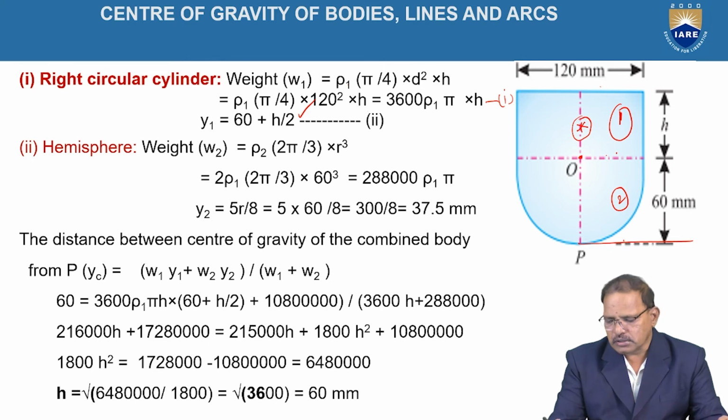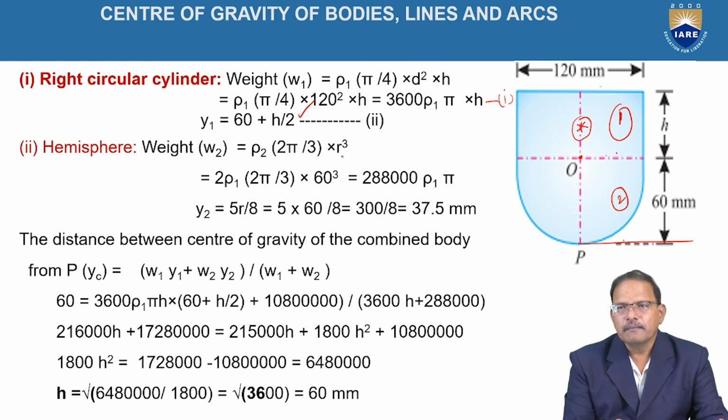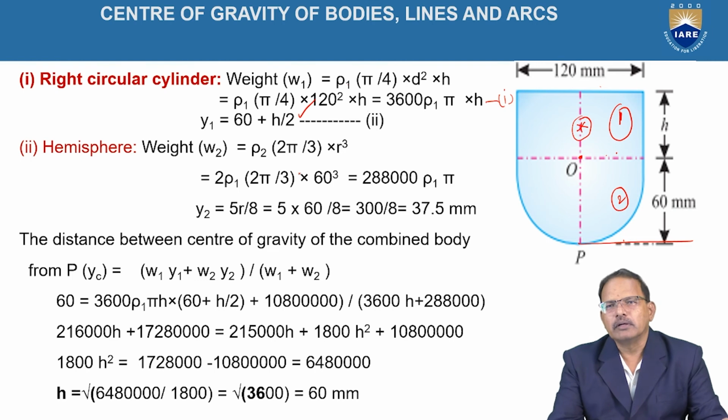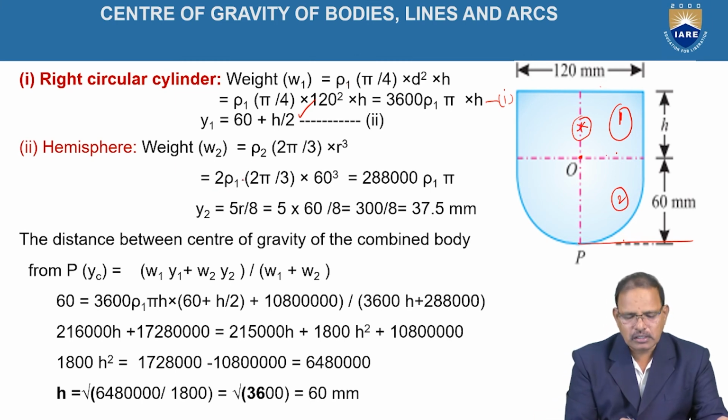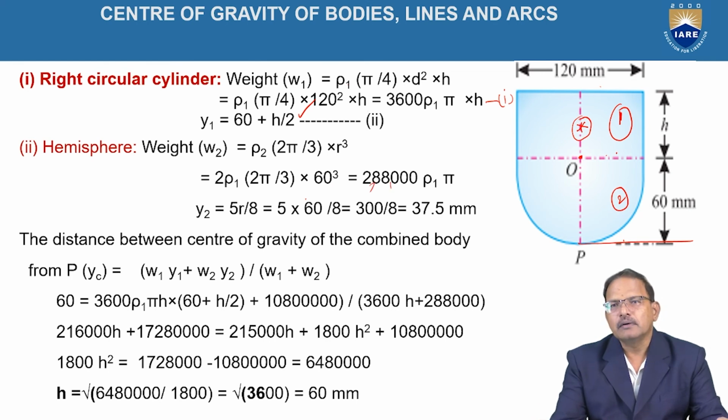Regarding the second object, that is the hemisphere, the volume of the hemisphere is equal to half of the sphere, which is equal to 2 by 3 pi r cube. Since the bodies are made of different materials, we require m2, which is equal to density rho 2 into 2 by 3 pi r cube. According to our problem, the density of the hemisphere is twice that of the right circular cylinder. Hence we put rho 2 equal to 2 rho 1, so m2 is equal to 2 rho 1 into 2 by 3 pi into 60 cube. From this relation we get 2,88,000 rho 1 pi.